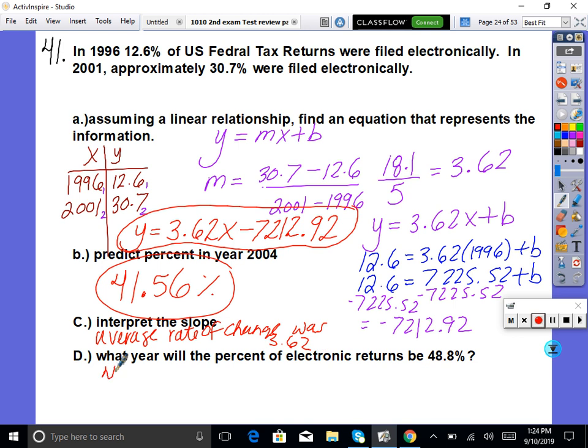What year will the percent of electronic returns be 48.8? So you'd literally go 48.8 equals, and then you would go 3.62x minus 7212.92. Solve for x. So we'd add the 7212.92 over. So 48.8 plus 7212.92. Hit enter. Then we'll divide it by 3.62. So that'd be 2006. Year 2006.